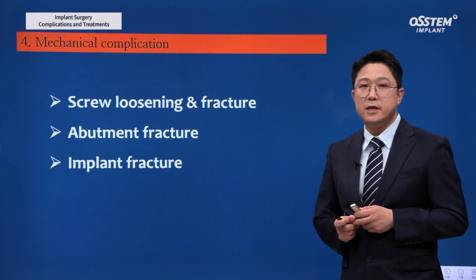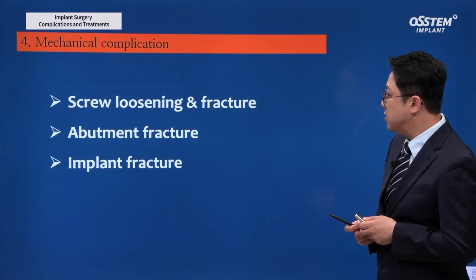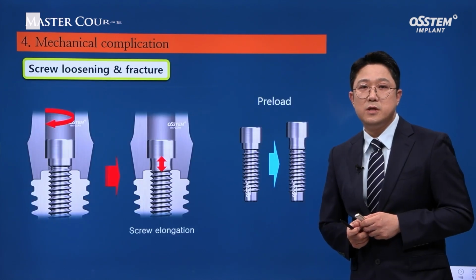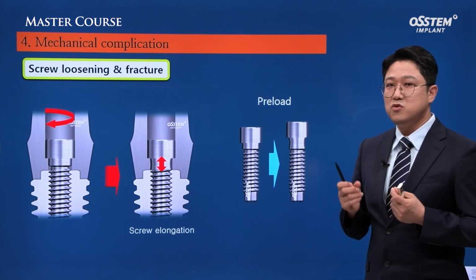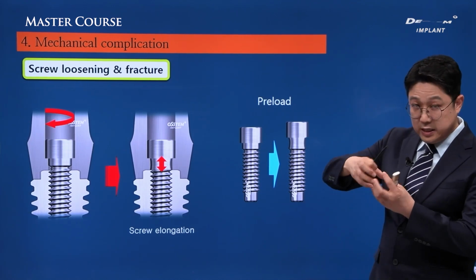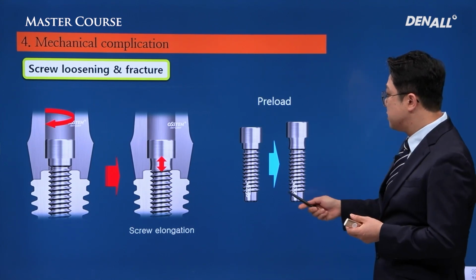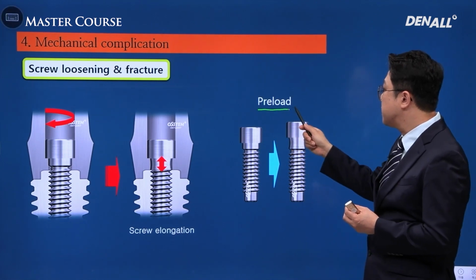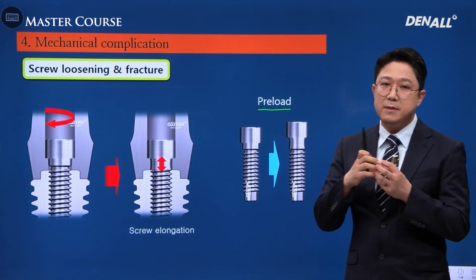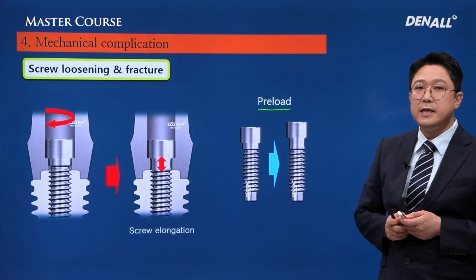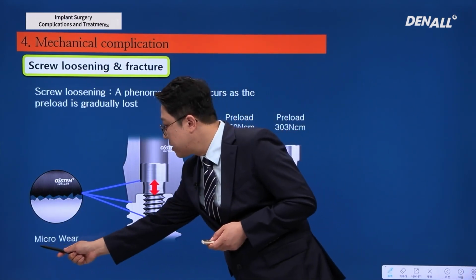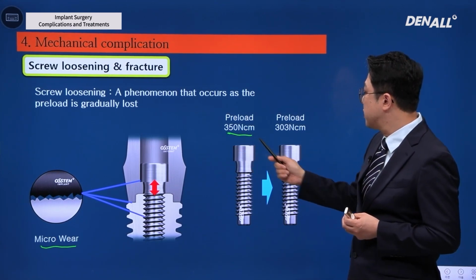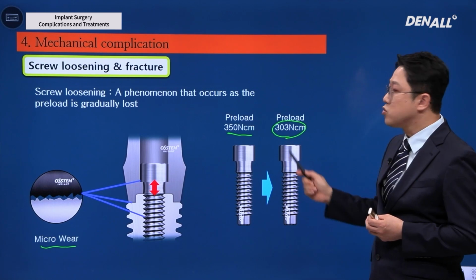Next is mechanical complications. They can be divided into screw loosening and fracture, abutment fracture, and implant fracture. Screw loosening: the screws are not engaged. Preload occurs when it is tightened. Once a preload occurs, the screw is tightened. As it functions, there's micro wear. The preload becomes loosened, and as preload is reduced, screw loosening can occur.